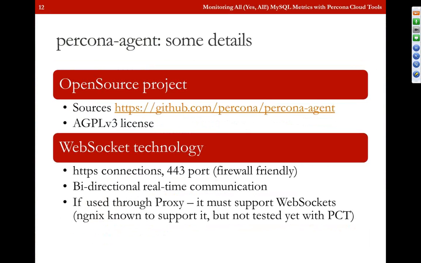And we utilize HTTPS, an absolutely encrypted connection, and we use port 443, which should be firewall friendly. So we are not looking to use any special ports, and you don't need to make special rules in your firewall. If you are able to connect to HTTPS from your network, our agent will work. And using WebSocket technology, we are able to utilize bidirectional real-time communication. That's how we are able to provide real-time data updates on charts.